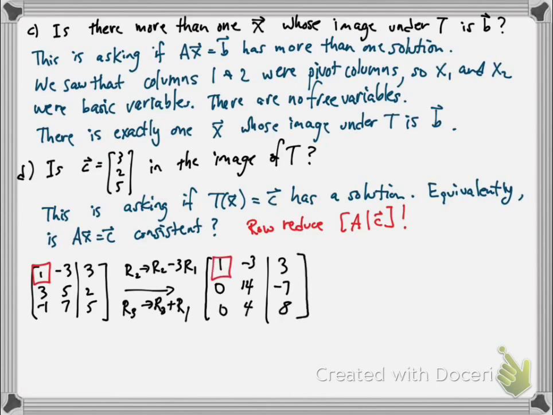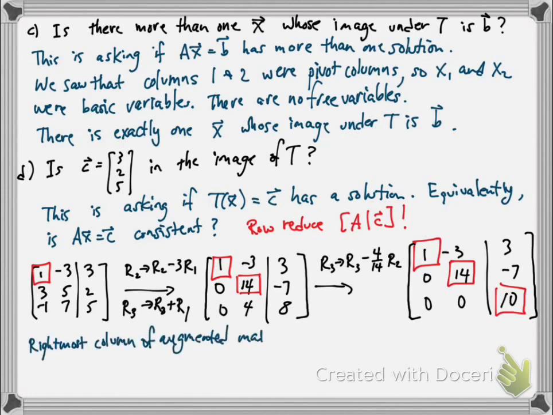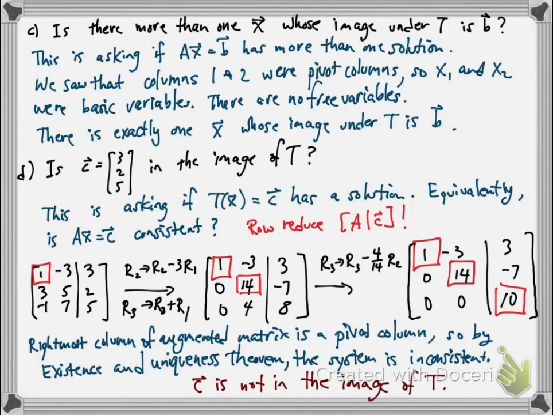And then there's our pivot cleared out below, and this 14 is our next pivot. We're going to kill off the 4 below it by replacing row 3 with row 3 minus 4/14 row 2. First two rows stay the same, and the last row becomes 0, 0, 10. And so now I've put boxes around my pivots, and I notice that in the augmented matrix, the rightmost column is a pivot column. And so then the existence and uniqueness theorem tells us this linear system is inconsistent. It has no solution. That means that c is not in the image of the linear transformation T.